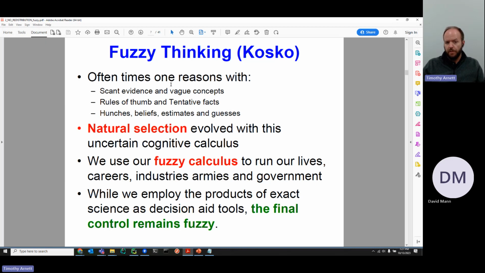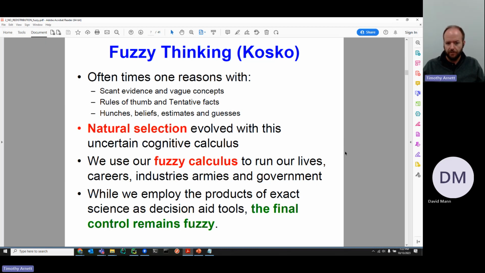And this happens in humans. Humans oftentimes reason with scant evidence and vague concepts. We have rules of thumb. People often act on their own beliefs, which may not be precise. They may not even know why they're acting on those beliefs. They may have hunches and guesses that may turn out to be accurate, and they're not even sure why. And so they do possess valuable information, but it's not precise. You can't represent it as an explicit mathematical construct in a lot of cases. So fuzzy is a way to help deal with these types of pieces of information.